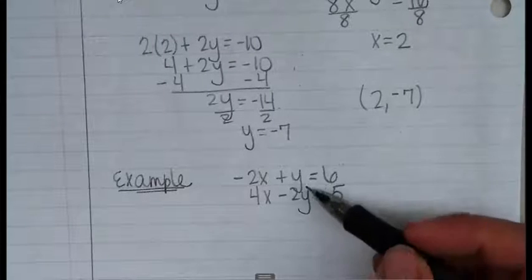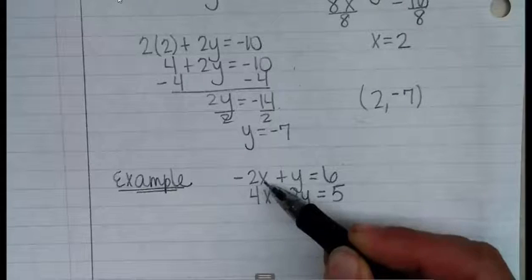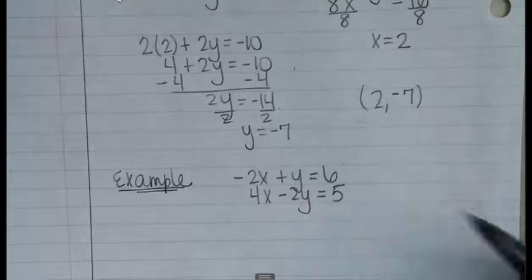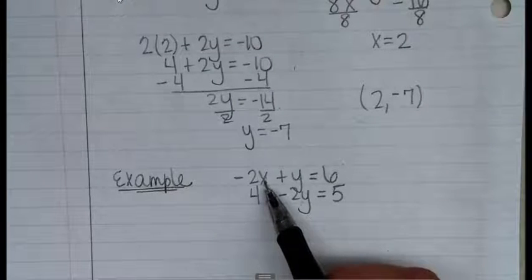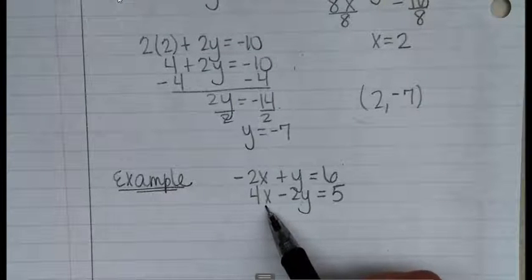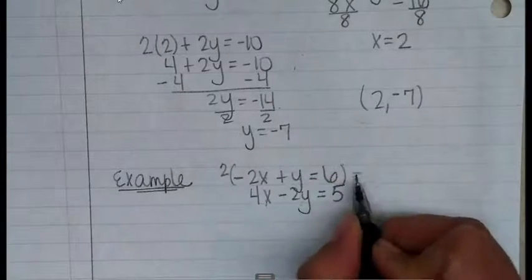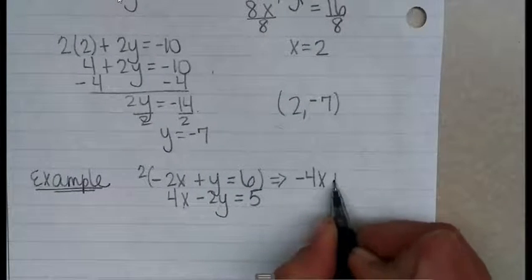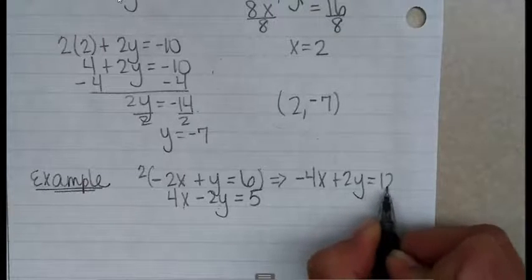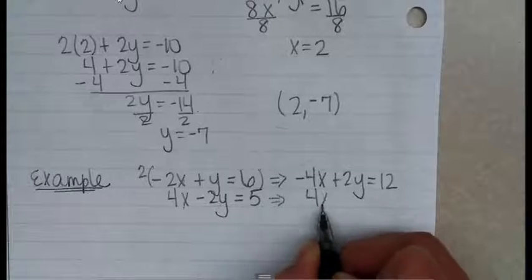Okay, again, I see that my y's could easily cancel out. Oh, so could my x's. Why don't we go ahead and do the x's? Let's cancel out the x's. So what would I need to multiply the top by in order to cancel it out or have it be completely opposite with this bottom? I would need to multiply it by 2. Okay, so my new equations become negative 4x plus 2y equals 12. My other one just stays the same.